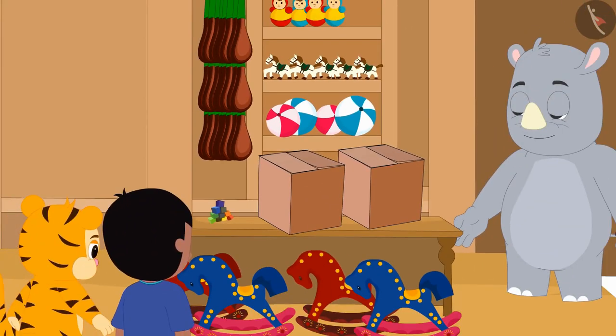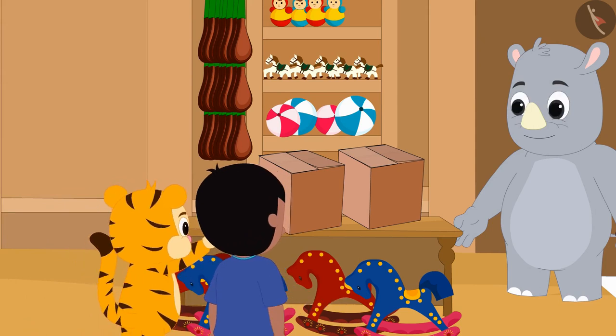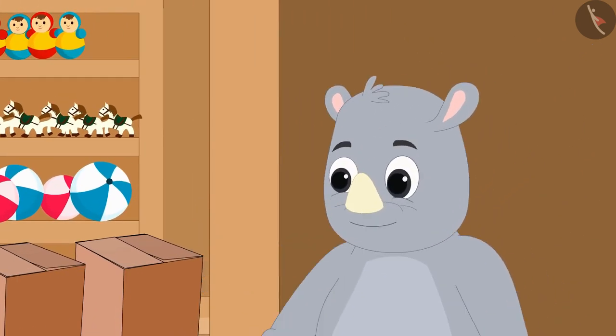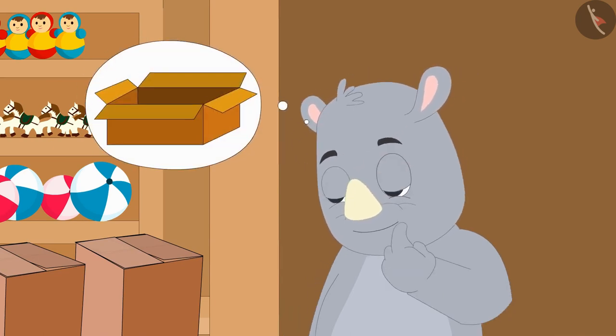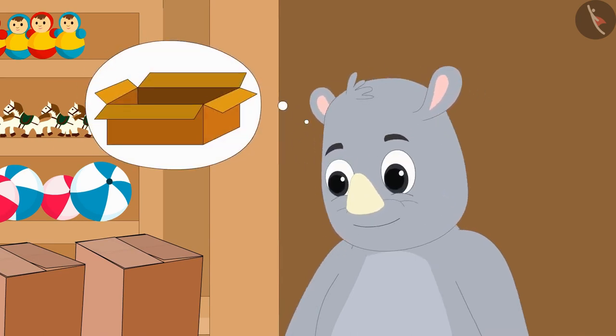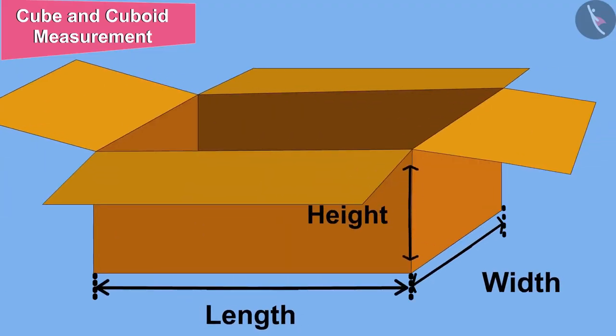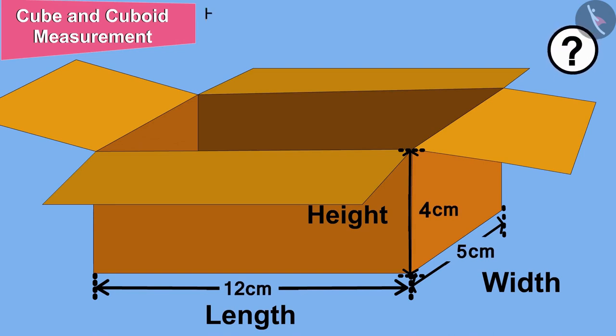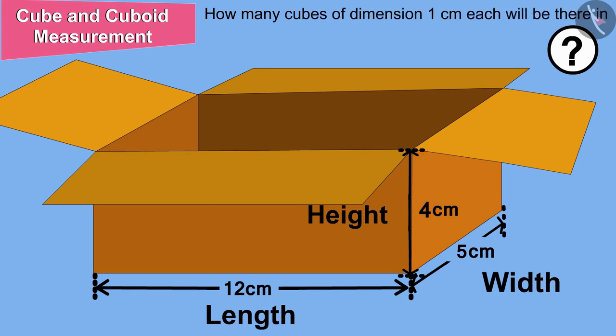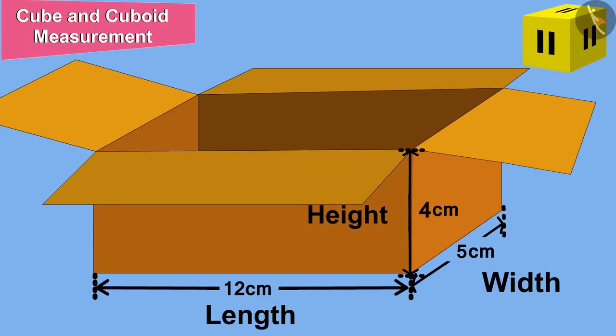Within a few days, Gagu's blocks became famous in the market. Now Gagu thought that he would sell these blocks in cuboid-shaped boxes. Children, if the length, width and height of cuboid-shaped box purchased by Gagu are as shown, can you tell how many cubes of dimension 1 centimeter each will be there in the volume of each cuboid shaped box? If you want, you can stop the video and find the answer.